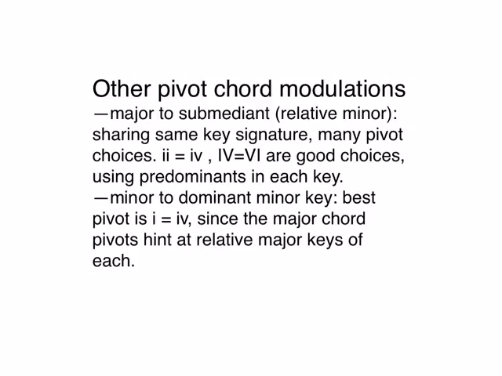First, other pivot chord modulations. The most common is going from a major key to the submediant. Think of that as the relative minor. They share the same key signature, so there are many pivot choices. A 2 chord in the major key is a 4 chord in the minor. A 4 chord in the major key is a 6 chord in the minor. And those are all good choices since they use the predominant in each key.